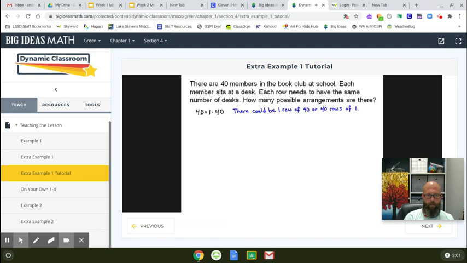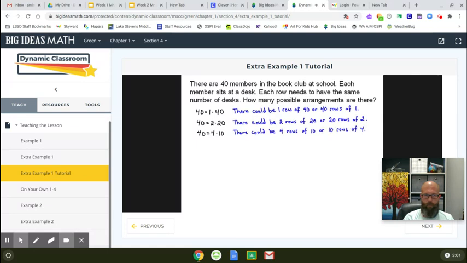40 is also equal to 4 times 10. So there could be 4 rows of 10 or 10 rows of 4. Oh wait, this one's not the factor tree, sorry. 5 times 8. So there could be 5 rows of 8 or 8 rows of 5. 40 is also equal to 8 times 5. But the factors of 5 and 8 are already listed. So there are 8 possible arrangements.